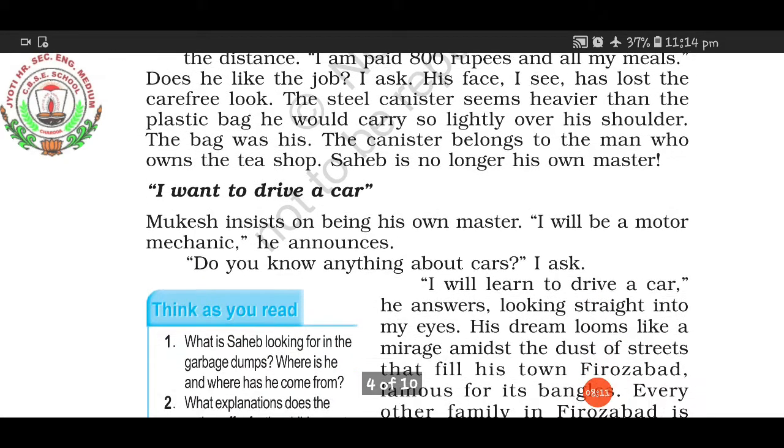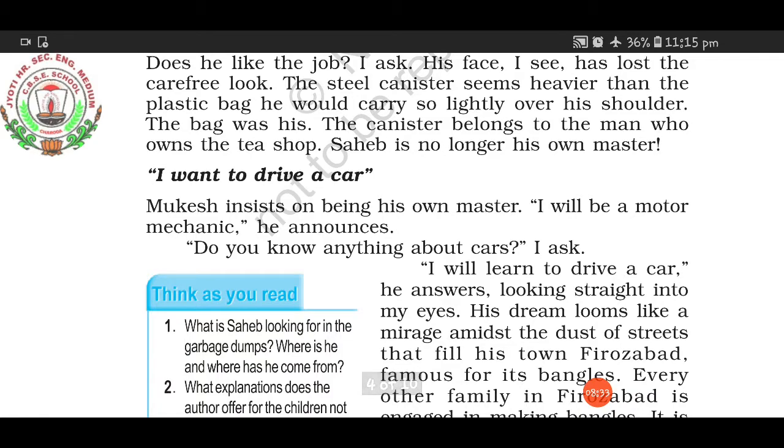Now the next story is about Mukesh. Mukesh, you can say that he's a strong character in the story, because he somewhere came to the level of thinking that the narrator possessed for these people. And here, Mukesh wanted to become a motor mechanic, though he makes bangles.